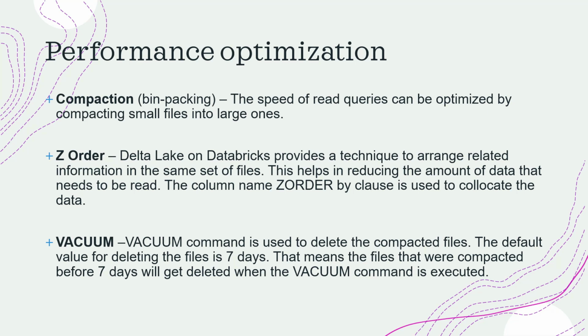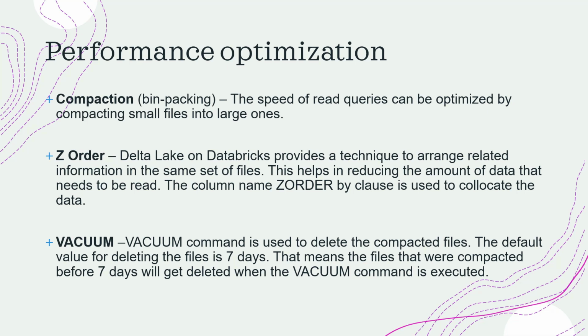Now there is a ZORDER BY clause which is used to collate the data, because we are the ones telling on which column the data should be grouped. So this is something like how we manually do partitions and bucketing. This is something like Z order, which Delta Lake itself does to group the data.